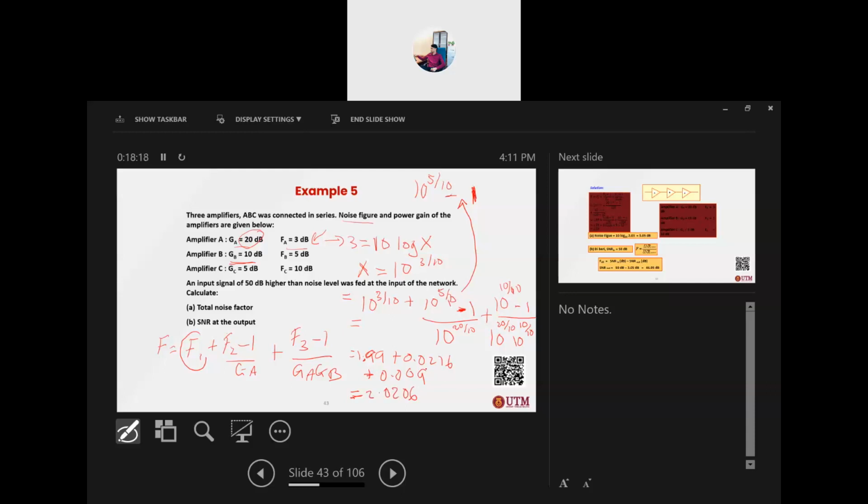Remember, the question asks to find the noise figure. Never mind, they say total noise factor, so this is correct already. But we want the answer in noise figure, so 10 log of this number. What do you get? 10 log 2.0206. The answer is 3.05 dB.